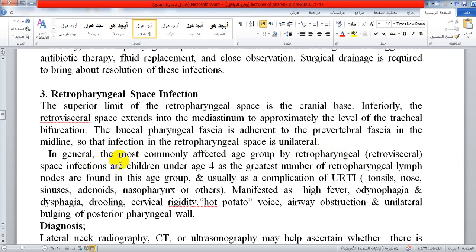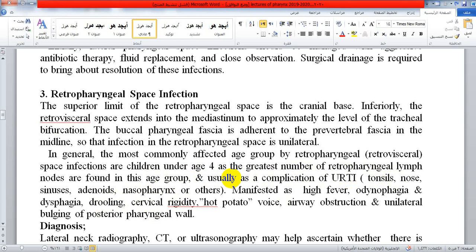In general, the most commonly affected age group by retrovisceral space infections is children under the age of 4, as the greatest number of retropharyngeal lymph nodes are found in this age group, and usually as a complication of upper respiratory tract infection, tonsils, nose, sinuses, adenoids, nasopharynx, or others.